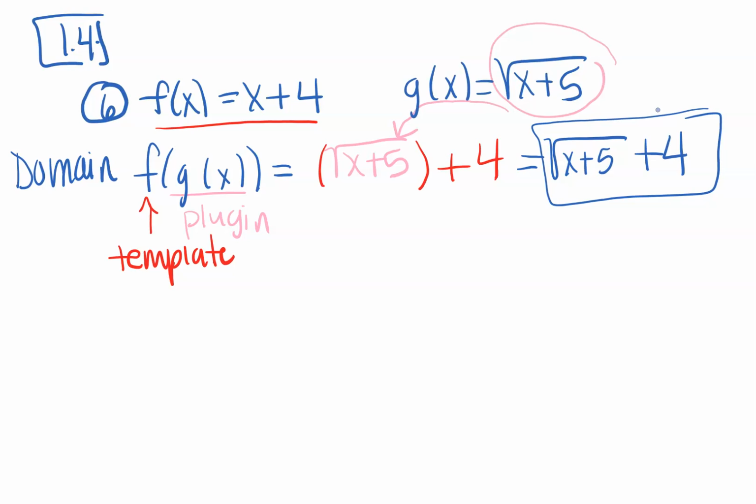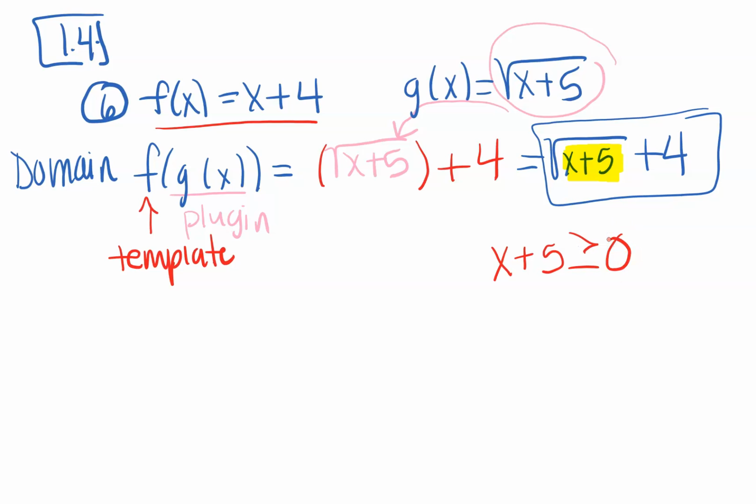Now, in order to state the domain, you want to think about problem areas. Issues with domain are going to be division by 0, and when you have a square root, because remember, square roots have to be positive. That goes back to knowing our parent functions. Knowing that your square root has to be positive is what's going to come into play with this function. So I'm going to say everything underneath that square root, in our case x plus 5, has to be greater than or equal to 0.